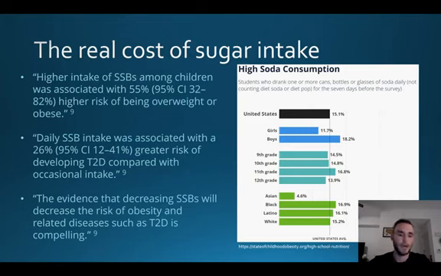So the study found that higher intake of the sugar sweetened beverages among children was associated with a 55% higher risk of being obese or overweight, and that daily intake of these beverages actually has a 26% greater risk of developing type 2 diabetes rather than those who only occasionally drink these beverages. And lastly, they found that the evidence shows decreasing the intake of sugar-sweetened beverages will decrease the risk of obesity and related diseases such as type 2 diabetes.